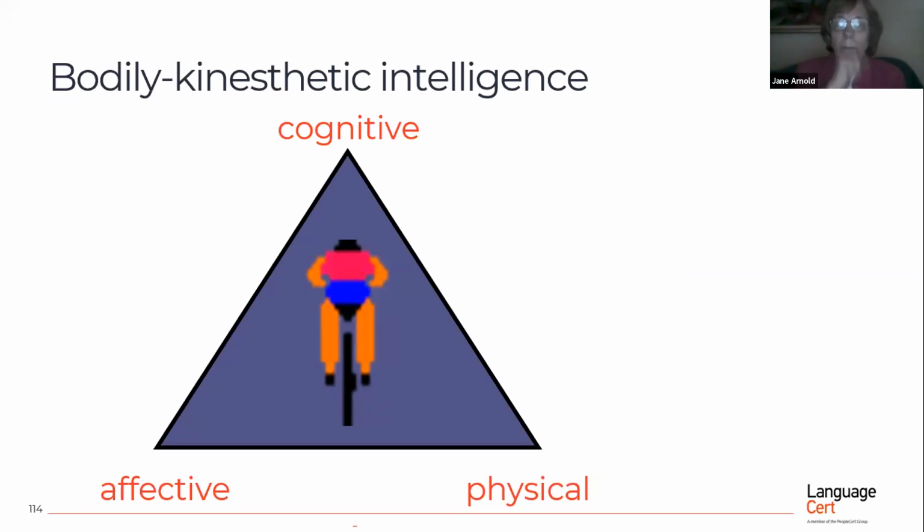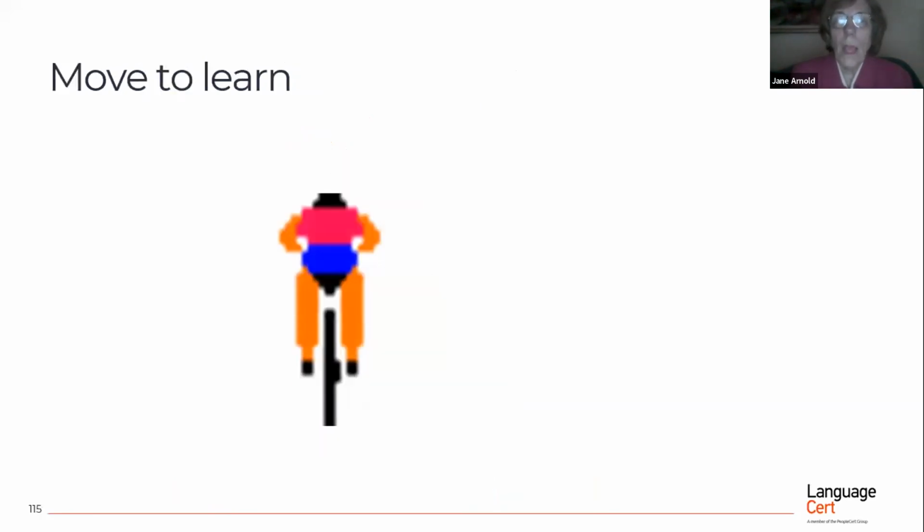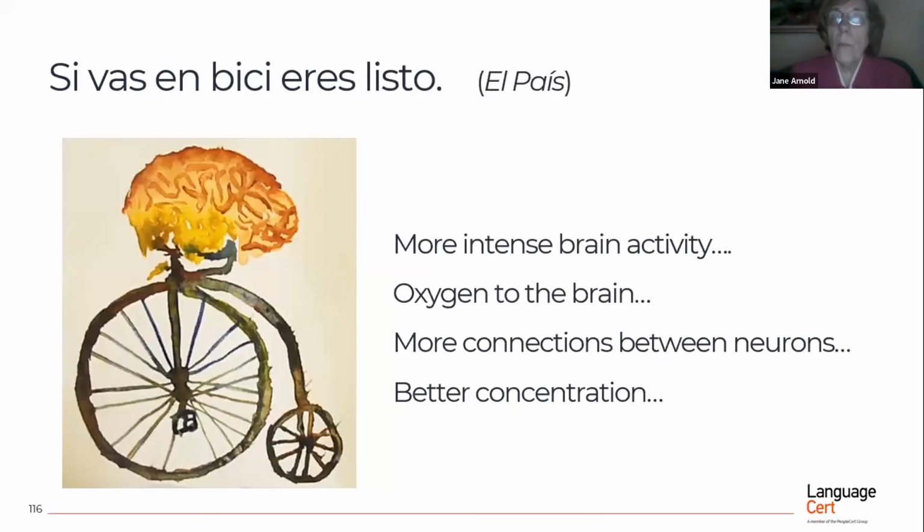For example, one important one is the bodily kinesthetic intelligence, because we all have three parts to ourselves: cognitive, our brain; affective, our feelings; but physical, also our body. And sometimes we need to move a little bit to learn. In an important newspaper here in Spain, there was an article about the importance of movement for the brain, because it produced more intense brain activity, more oxygen to the brain, more connections between neurons, and better concentration. So more learning.